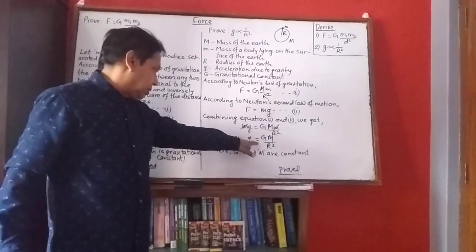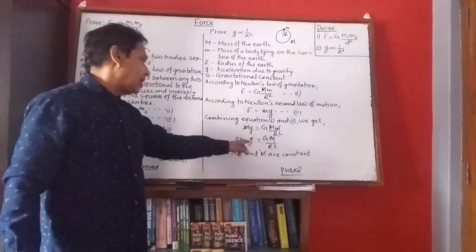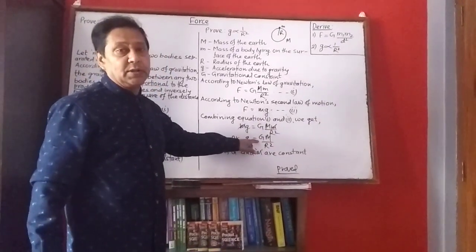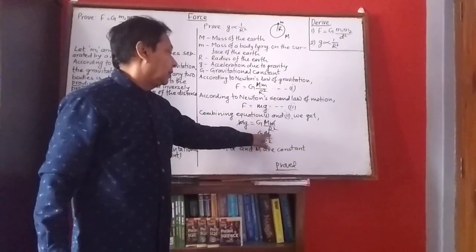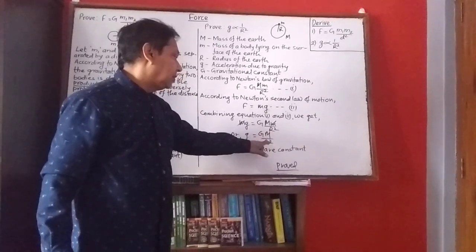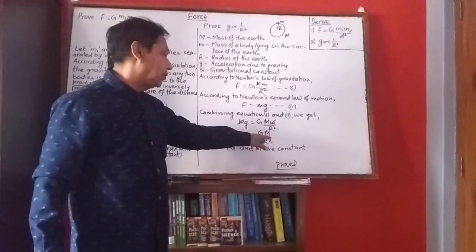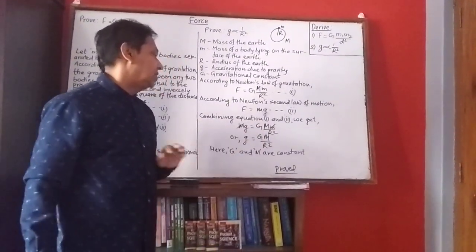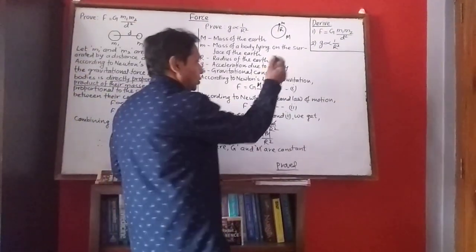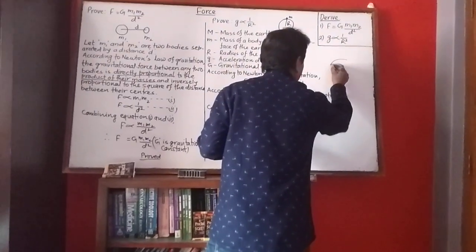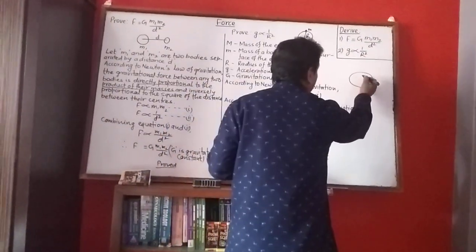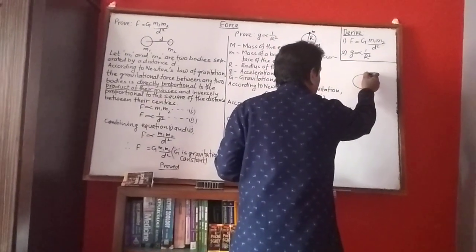Looking at this equation, it's clear that acceleration due to gravity depends on 3 factors. What are they? Gravitational constant, mass of the earth, and radius of the earth. But really, it doesn't depend upon these 2 factors, capital G and capital M. Because I want to give you an example. Let's say this is earth. Actually, earth is flattened at the pole and bulged at the equator. This is earth, and this is north pole.